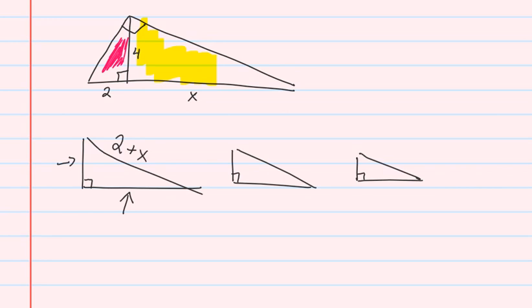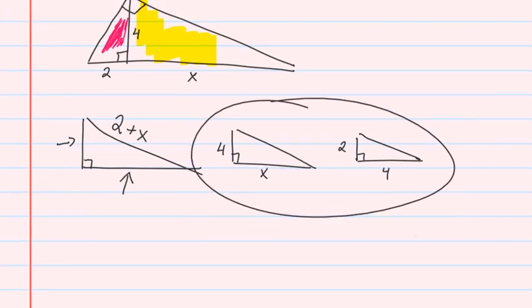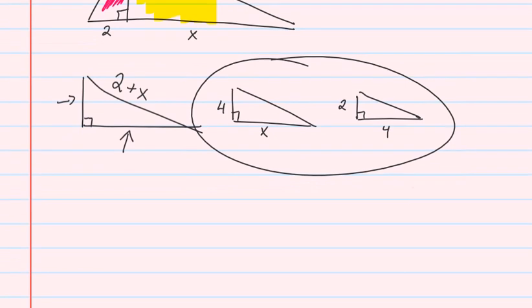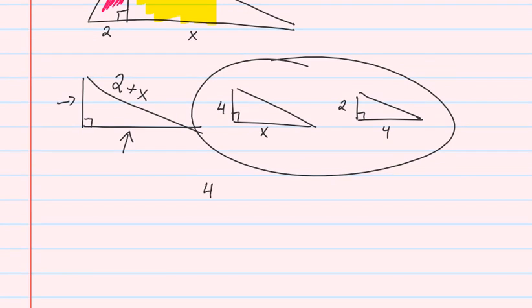using segment addition. In my medium triangle, I have 4 on the height and x on the base. And for my small triangle, I have 2 on the height and 4 on the base. You should be able to use these 2 triangles because they have the corresponding sides. So I can do 4 over x equals 2 over 4. That should work out. Cross multiply, I get 2x equals 16, x equals 8.